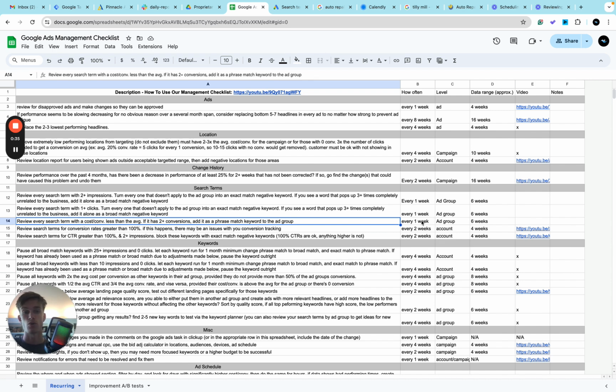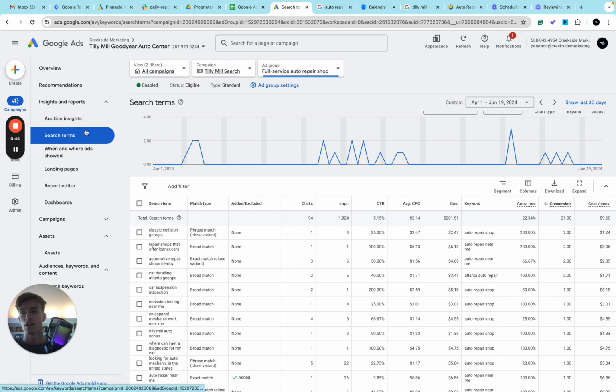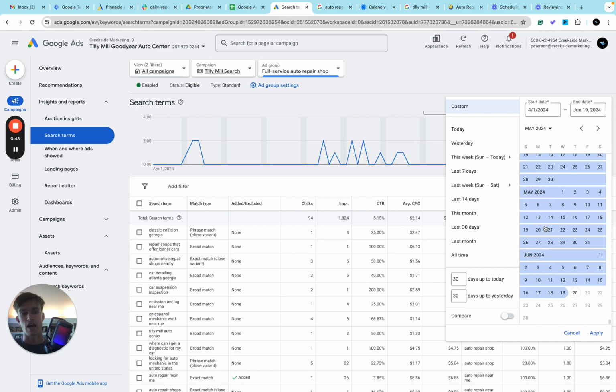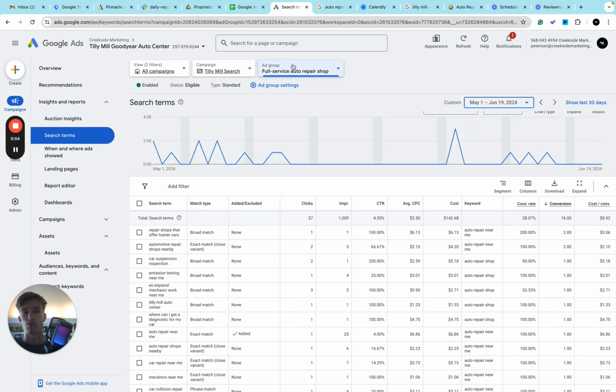So we're going to be reviewing search terms every week. We're going to be reviewing them by ad group, and we're going to be setting the time frame to 6 weeks. So to get started, we're going to go to Google Ads, then you're going to go to search terms inside Google Ads. Then from here, we're going to set a time frame for 6 weeks or about a month and a half. Click apply and make sure that you're inside a specific ad group.